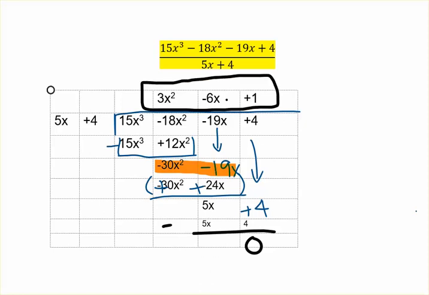And notice I did shift them over. I had started in the wrong square. When you write your answer, always make sure you line up your correct terms. So my final answer is 3x squared minus 6x plus 1.